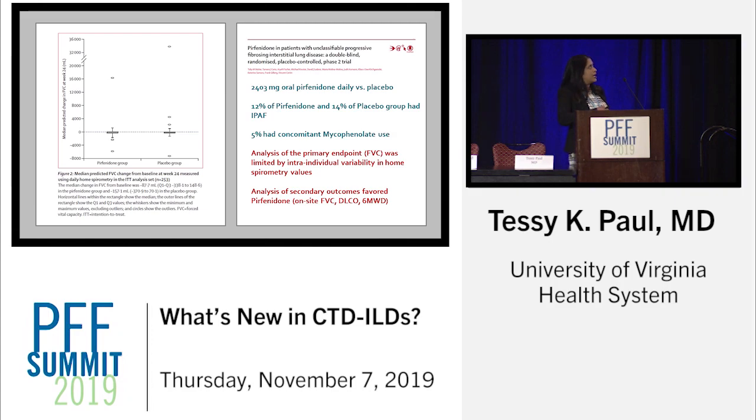They labeled unclassified as patients who couldn't have any other diagnosis with at least a moderate or high degree of confidence. And about 5% of the patients had concomitant mycophenolate use as well. So the population was fairly similar to the previous trials in terms of having the unclassified ILD diagnosis. They needed about 10% fibrosis on CT, and they also had a similar progression definition.